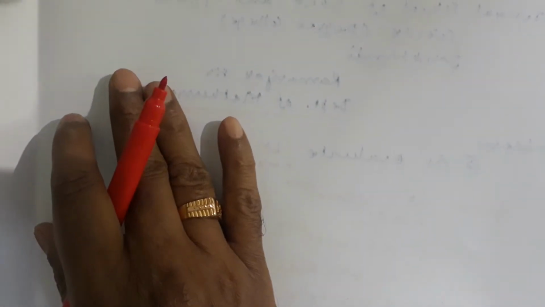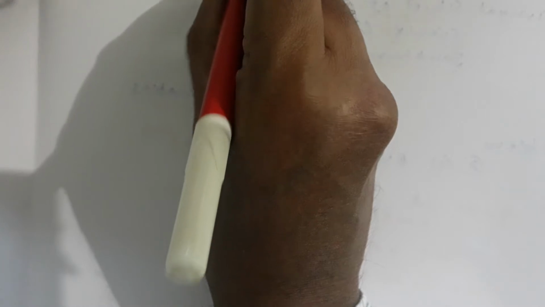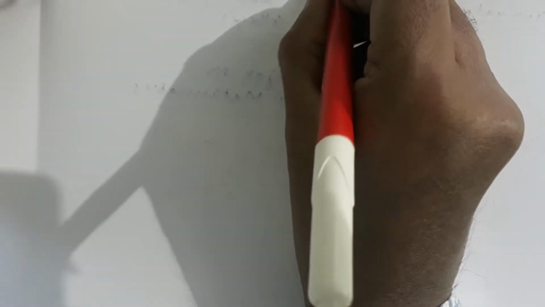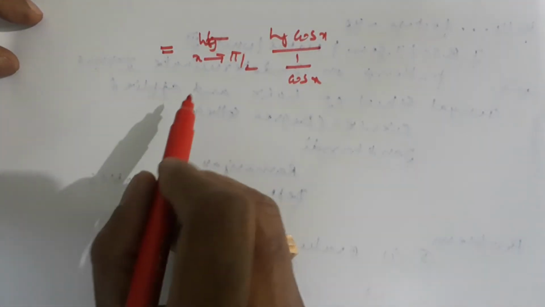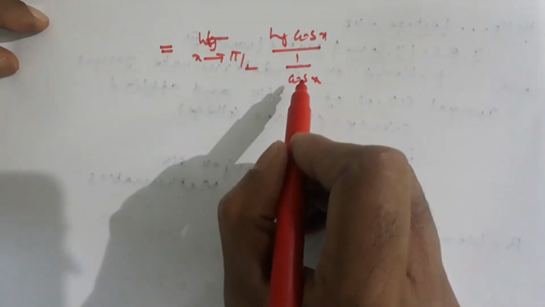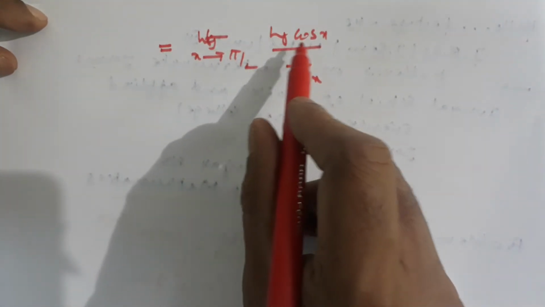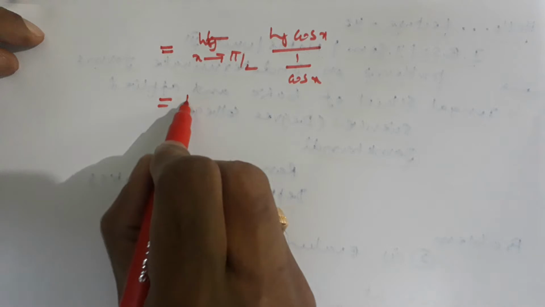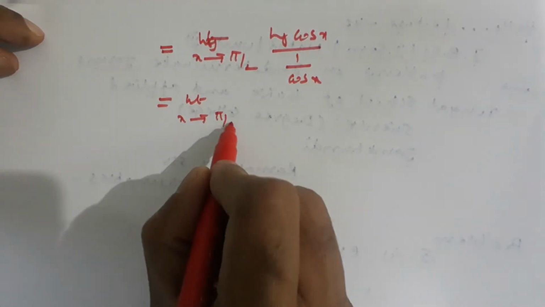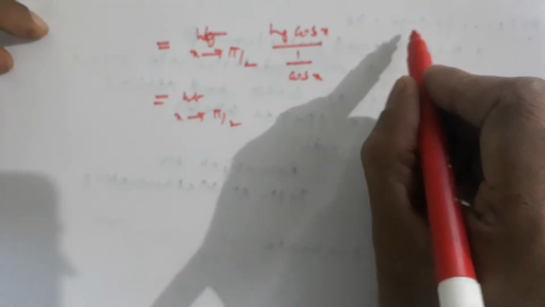As it is 0 into infinity form, that infinity is to be kept as usual, 0 form can be taken to denominator. So that limit x tends to pi by 2 log cos x divided by 1 by cos x. Keep infinity form in the numerator and 0 form take to the denominator. So 0 into infinity we have is equal to limit x tends to pi by 2, so it is of infinity by infinity form.